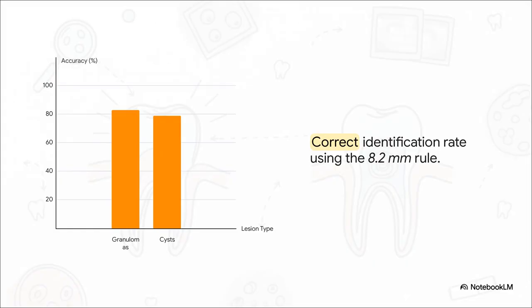And when you look at the breakdown, the predictive power of this number is incredible. If the lesion is under 8.2 millimeters, boom, you're looking at a granuloma 83% of the time. If it's over 8.2 millimeters, it points to a cyst with 79% specificity. And hey, if you're dealing with a massive lesion over 2.0 centimeters, the data shows it's almost exclusively going to be a radicular cyst. So yeah, size is a massive forensic indicator here.